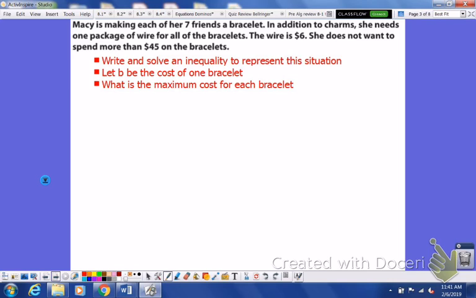Okay, so maximum. I don't want to spend more than, which means I can spend less than, or I could spend up to, so less than or equal to $45. Remember those key words, so no more than would be less than or equal to. She has to buy 1 packet of wire. So if it's just 1 packet of wire, I don't need to buy a pack for each bracelet. Then I'm making 7 bracelets, so 7 times the cost of 1 bracelet. Okay, so there is our inequality.